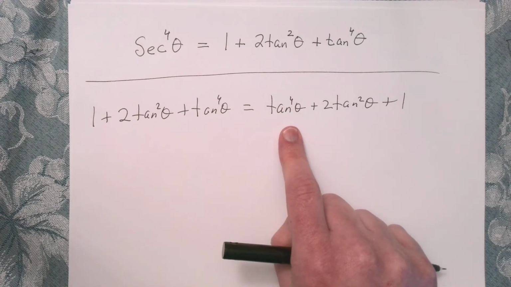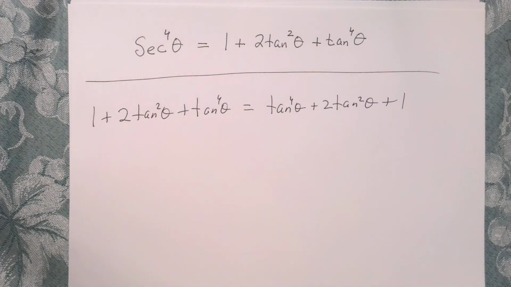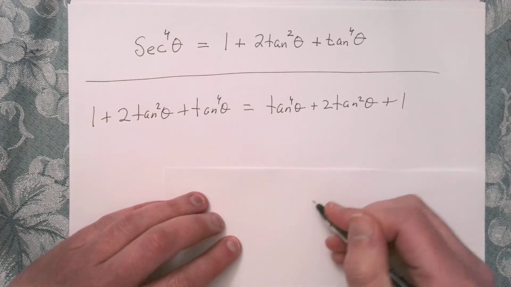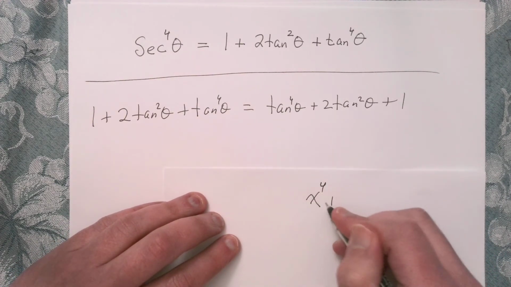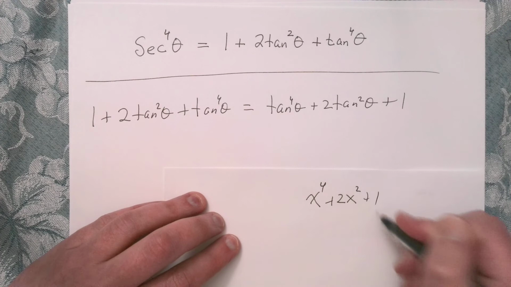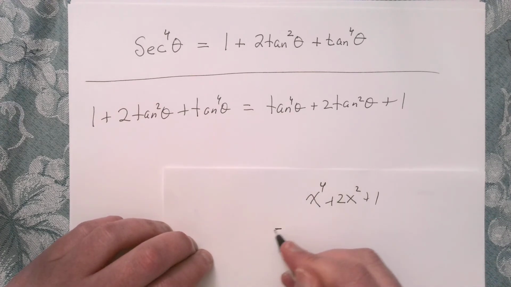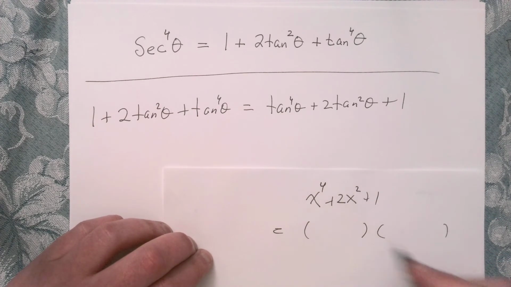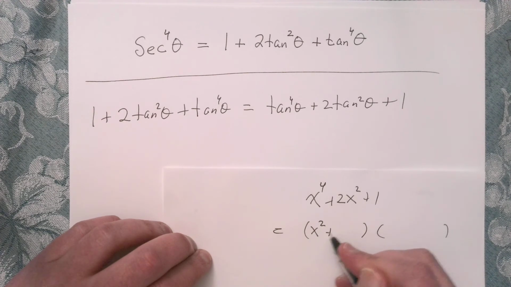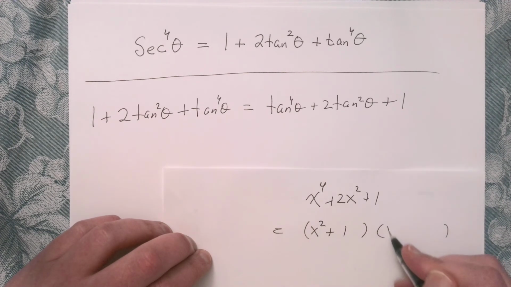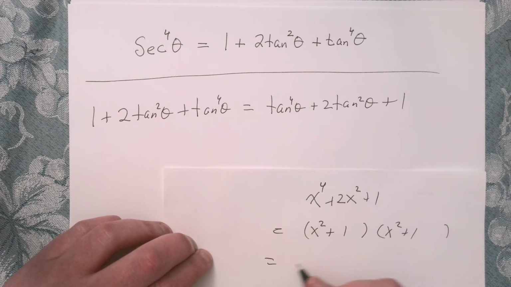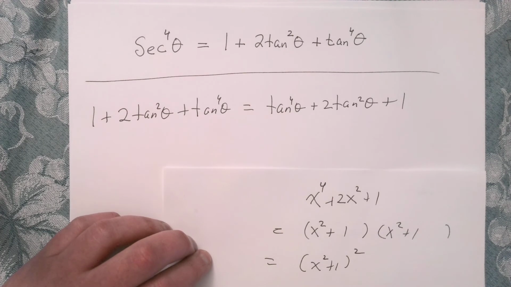This should remind you of a trinomial that you can factor. It reminds me a lot of this. And in this case, you would say, oh, yeah, I can factor this into x squared plus 1 times x squared plus 1, or x squared plus 1 quantity squared. And we're going to apply that same thinking here because what's playing the role of x is exactly tangent of theta.